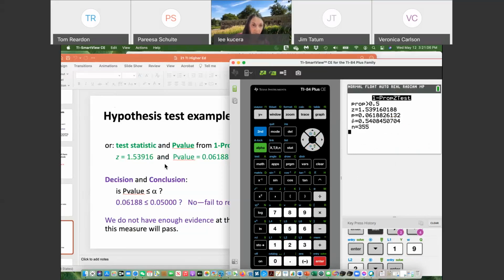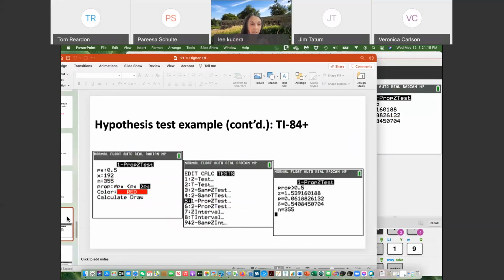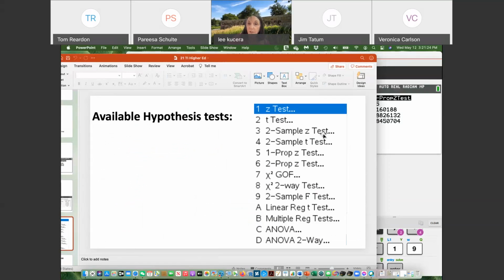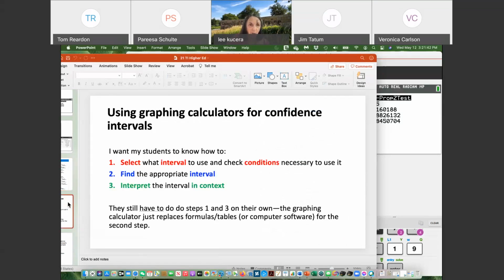And I can then go ahead and draw my conclusion and put it in context, which is what I want my students to be able to do. I don't care if they can do the algebra. I'm not teaching algebra, I'm teaching statistics. Okay, and this is all the different hypothesis tests that are available on the 84 and on the Nspire. The Nspire, Tom talked a lot about the CAS. CAS on an Nspire really doesn't make any difference in statistics. It works just the same as the CX model. So your students don't need to spend the extra money.